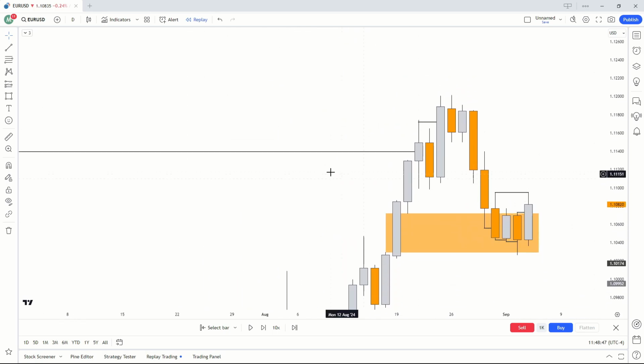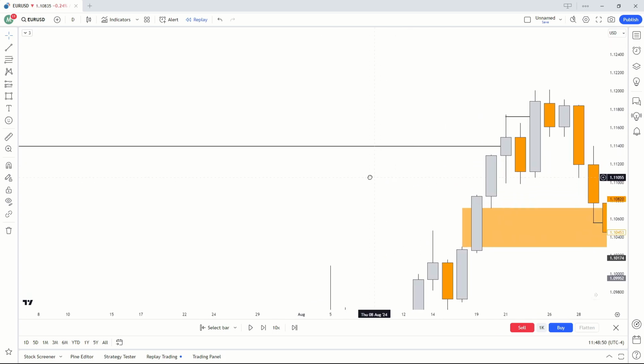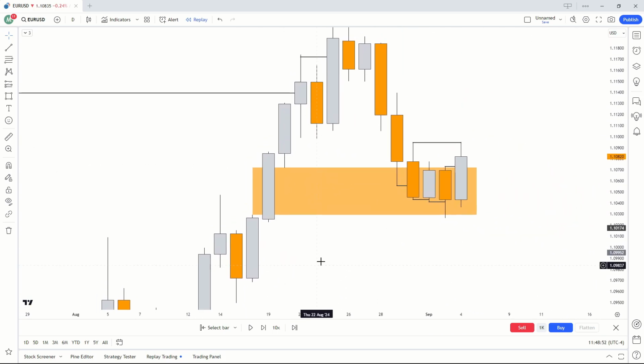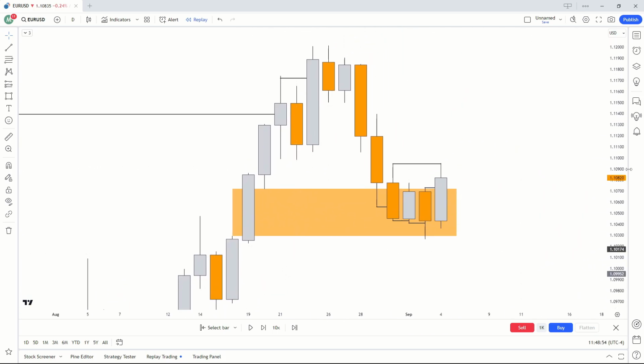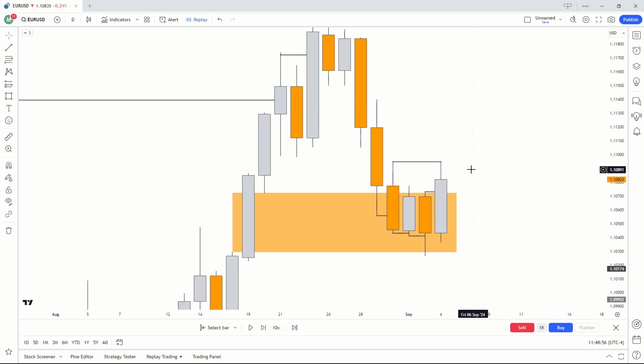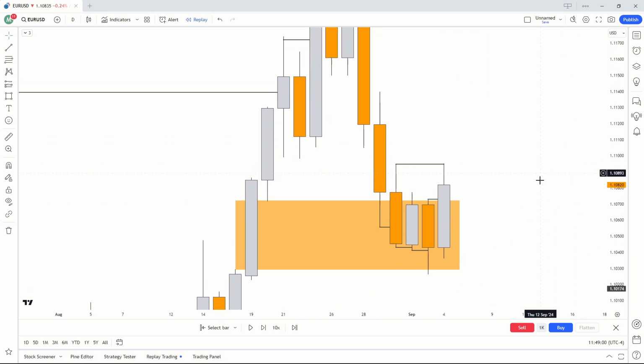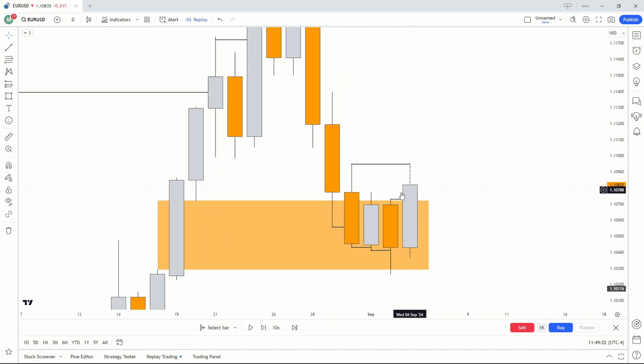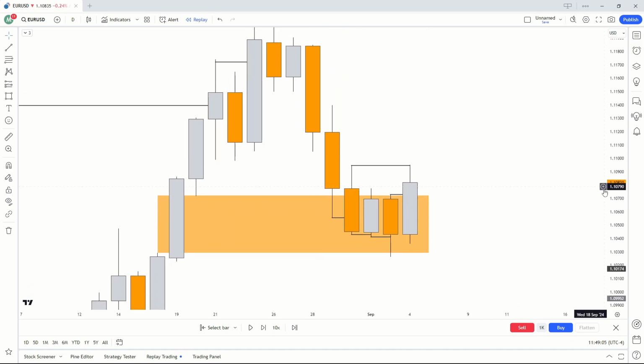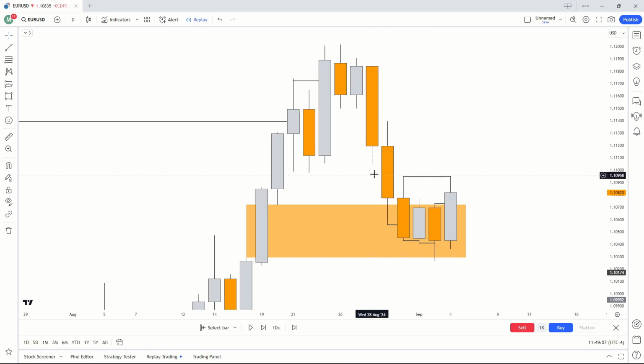Second confluence, we are sweeping a weekly high. Our third confluence, we are playing within a PD array. From these three confluences, I know we are going to be bullish. And I can also add a fourth confluence, which is candle closure, body closure above this high right here. So these four confluences just tell me that market is going to be moving up.